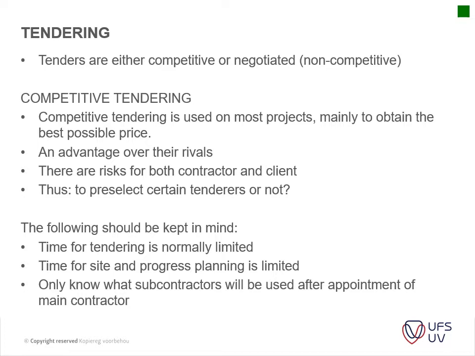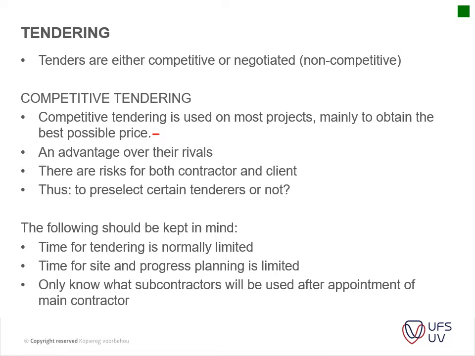Competitive tendering is used on most projects, mainly to obtain the best possible price. Where you won't have competitive tendering, you will have a bit of a negotiation, but that's usually where you have specialist installations, where only one or two people can actually do this type of installation, or the client has worked with this contractor or tenderer before, and he would rather pay extra for having this contractor on the project. That's usually in the private sector that happens.